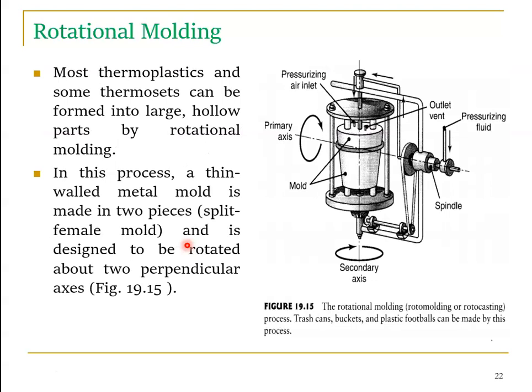The next one is rotational molding. Most thermoplastics and some thermosets can be formed into large hollow parts by rotational molding.